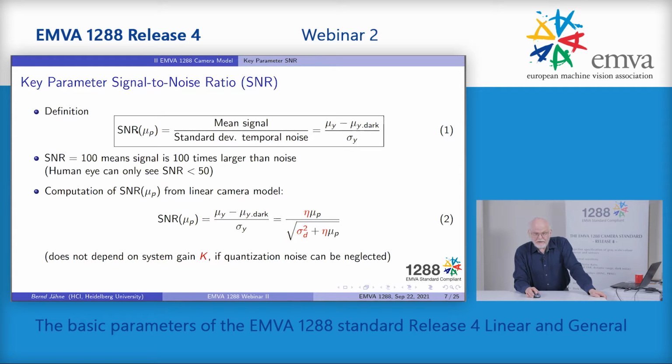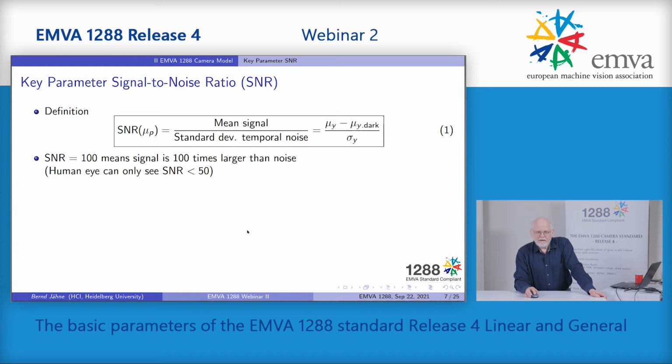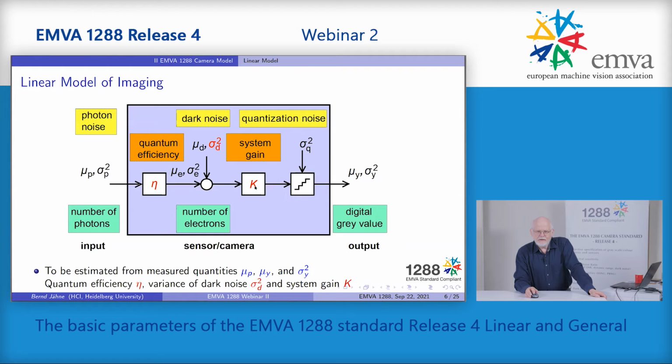The SNR is, of course, measured as a function of the input, which is the mean number of photons which have been collected during the exposure time. And with a linear model, I go just back again to this slide where you have the parameters: quantum efficiency, dark noise, or temporal noise of the dark noise, a temporal variance of the dark noise, and the system gain.